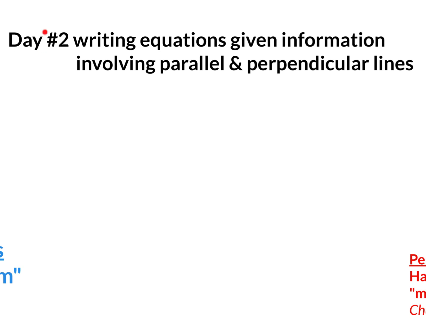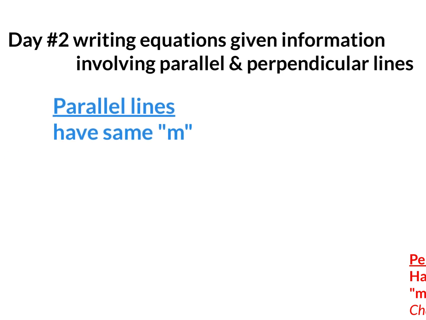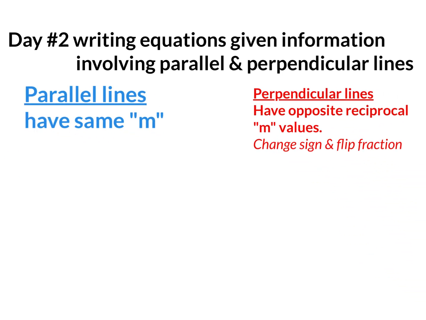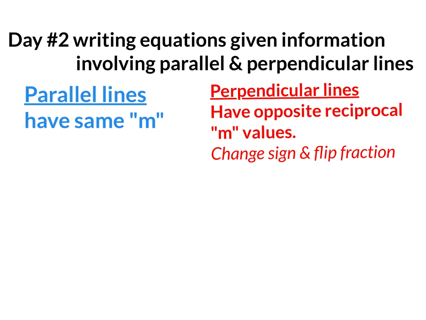It's day 2 of talking about parallel and perpendicular lines. What did we learn yesterday? That parallel lines have the same slope. And we also learned that perpendicular lines have opposite reciprocal slope values. Now, what does opposite reciprocal actually mean? That you're going to change the sign and flip the fraction. That's what we learned yesterday.